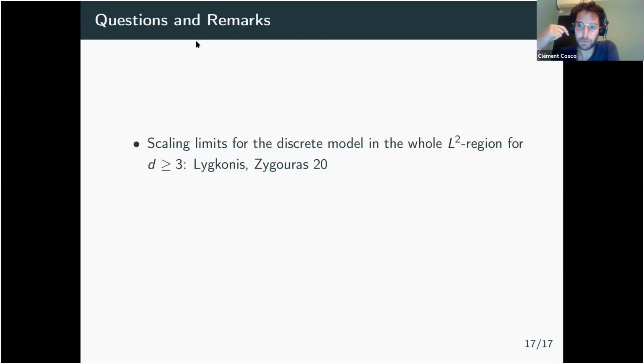Here we've translated the problem of SHE KPZ to a continuous polymer, and if you start all this from a discrete polymer and you take the diffusive rescaled limit of the polymer, this has been done by Dimitris Lygkonis and Nikos Zygouras, and they also proved it at the same time as us in the whole L2 region, using quite different techniques.